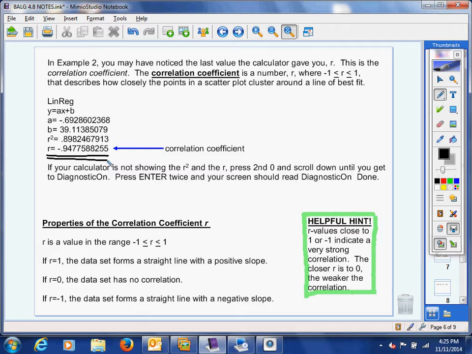Now, I told you in the last video that I would show you how to get it on your calculator if you don't see R squared and R. If for some reason your calculator is only showing you LinReg y equals ax plus b, giving you a, giving you b, and then it stops and there's no R squared and no R, I told you that I would show you how to do that, and I am true to my promise. Okay, I'm going to switch over to the camera.